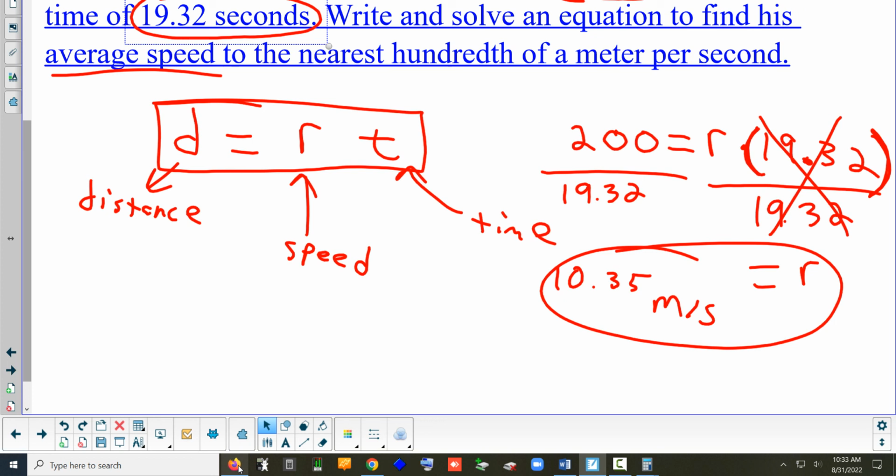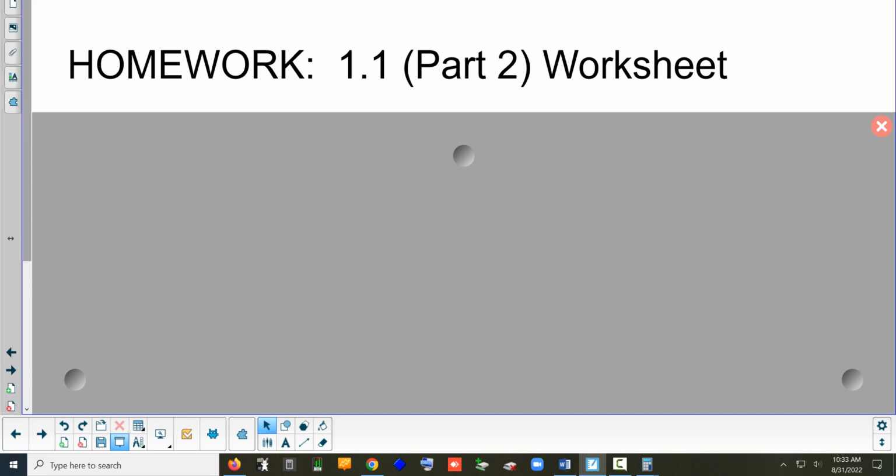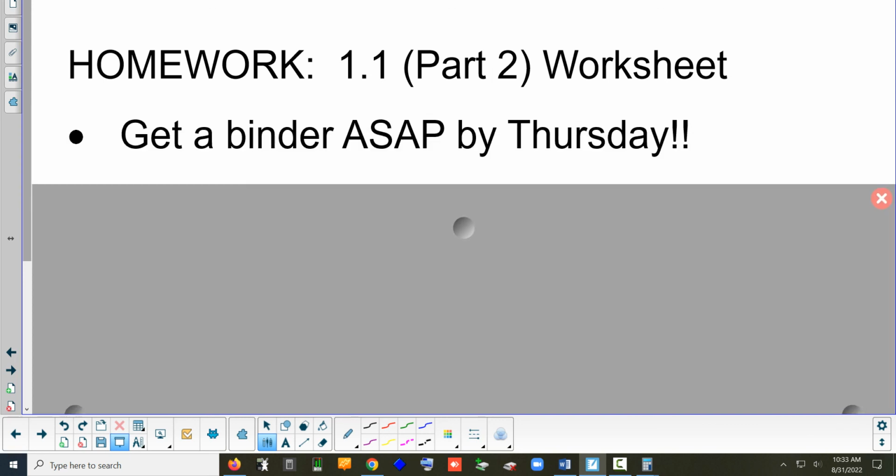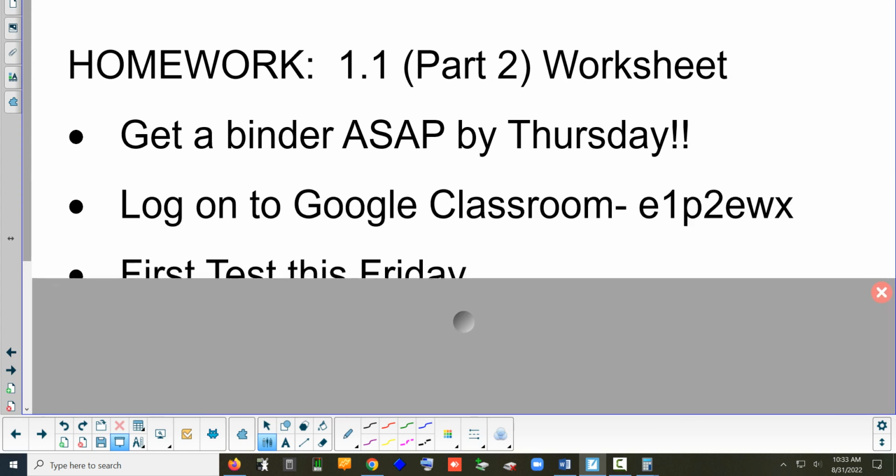All right, so that finishes up section 1.1. Couple reminders for homework. You guys have 1.1 part 2. Is anybody unsure where to find it? Again, if you want to get a binder, that's fine. I'm going to try to remember to start hole punching them so that if you want to put them in a 3-ring binder, you can. But I would have something to organize your notes. Otherwise, if you just keep throwing them in your bag, you're probably going to lose them.